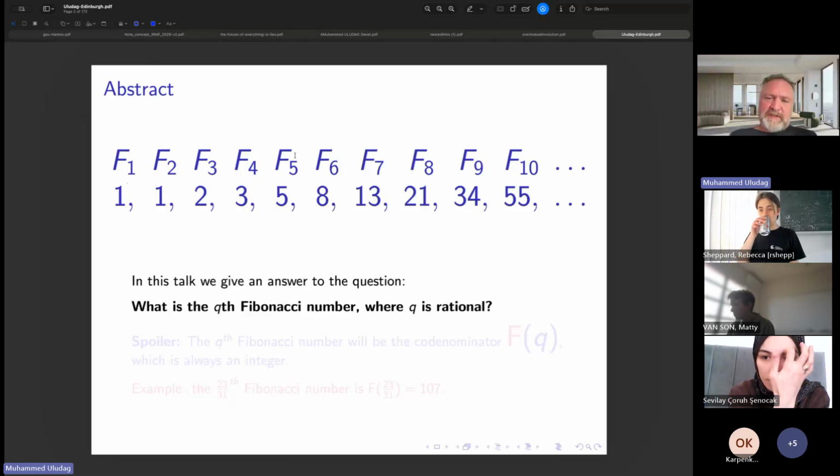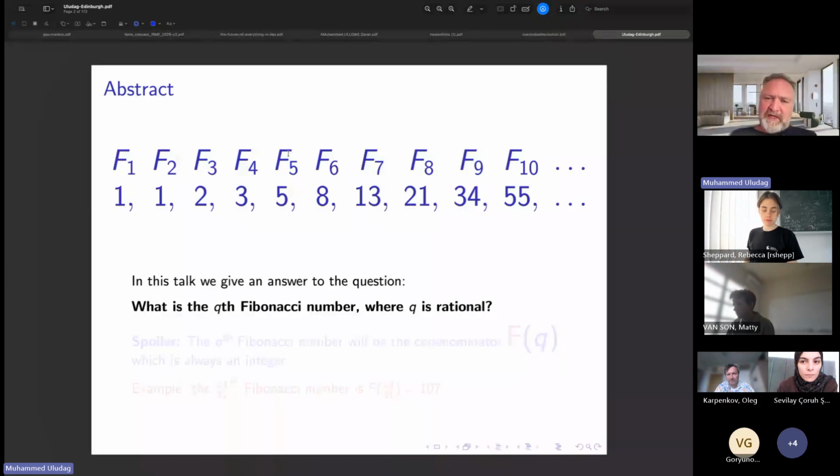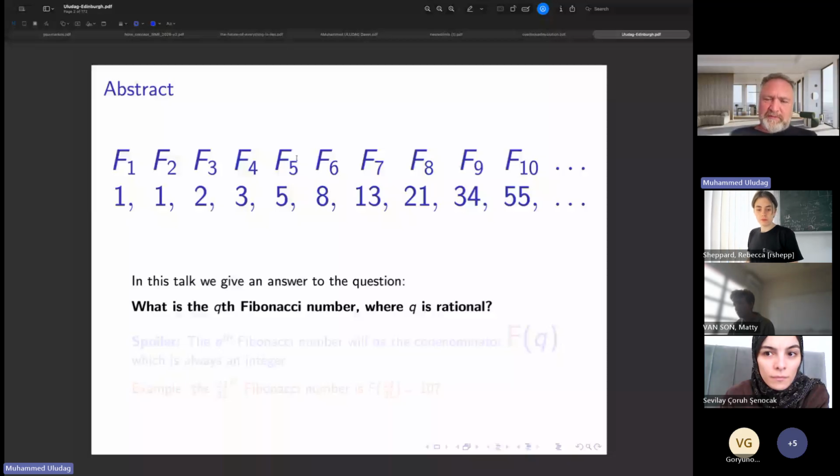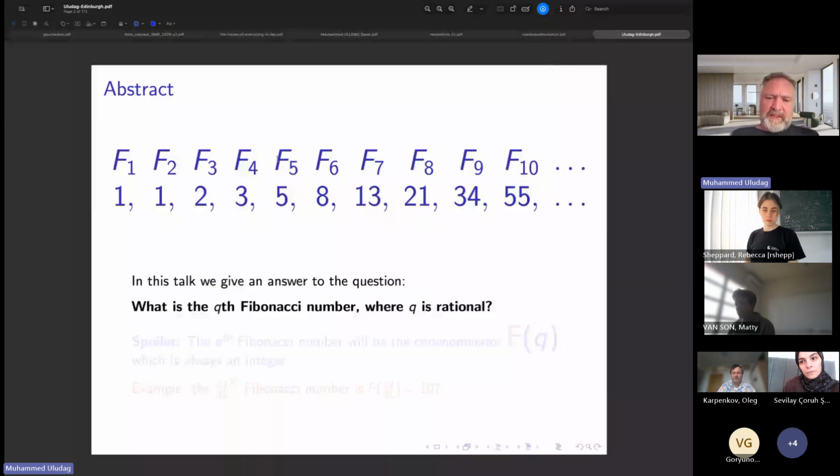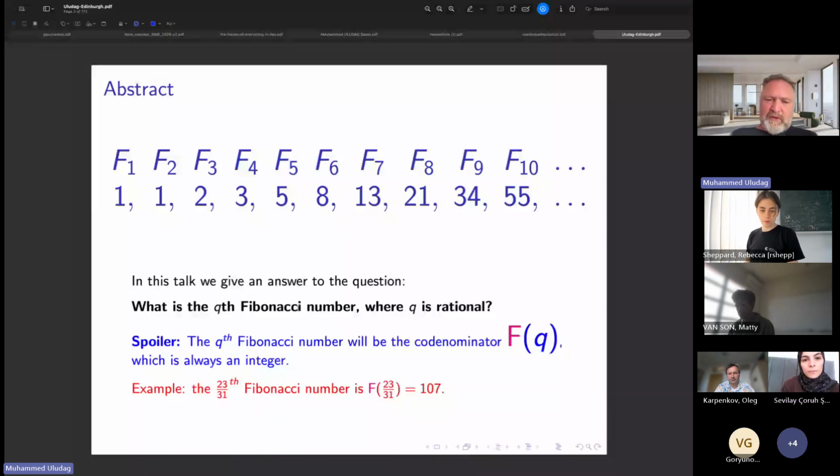And the question is, can we extend this sequence to Q, to the set of positive rationals? It is defined on the set of positive integers. So is there something between F5 and F6, for example? What is the Qth Fibonacci number of a rational index? So the spoiler is that the Qth Fibonacci number is going to be an integer, and I'm going to denote this by FQ, and F is called the codenominator function. For example, the 23 over 31st Fibonacci number is going to be 107.